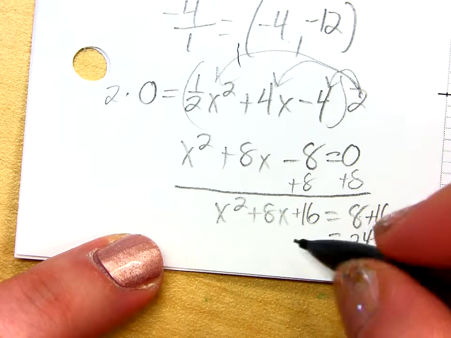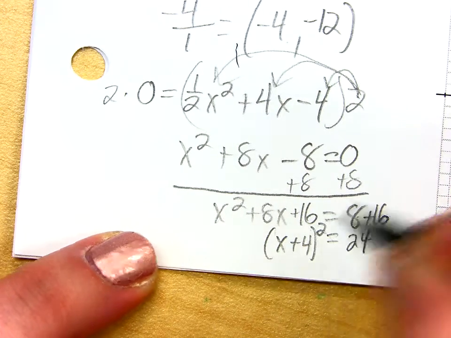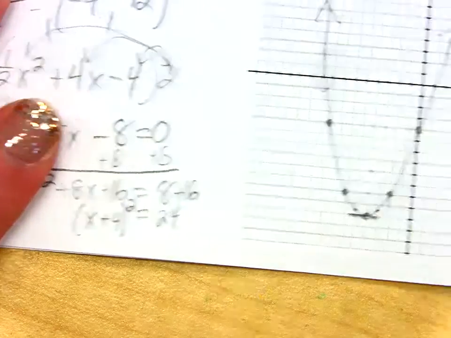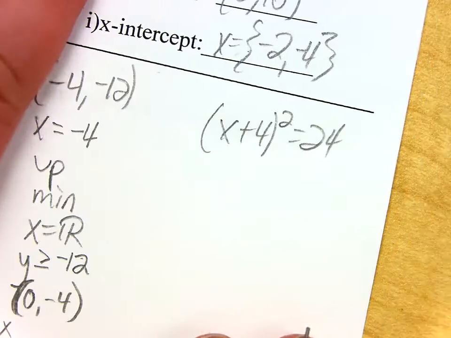Factors of 16, they have to be 8. 4 and 4, but you write it as x plus 4 squared. And then I am going to rewrite this over here because I'm running out of room. X plus 4 squared equals 24. Okay, so once you get here, now what do you do?